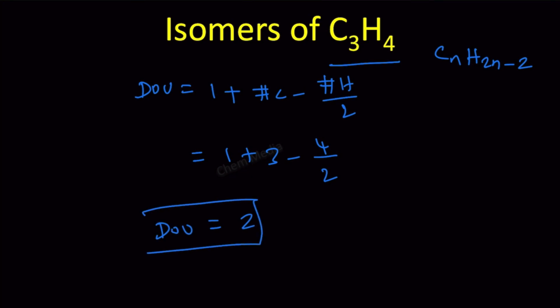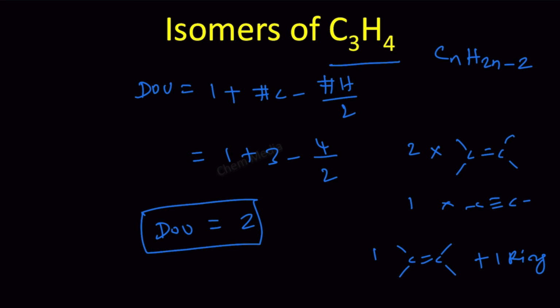This means we can write structures that contain 2 carbon-carbon double bonds, or 1 carbon-carbon triple bond, that is another possibility, or 1 carbon-carbon double bond plus 1 ring. These are the 3 possibilities. So, therefore, let us write the structures one by one.